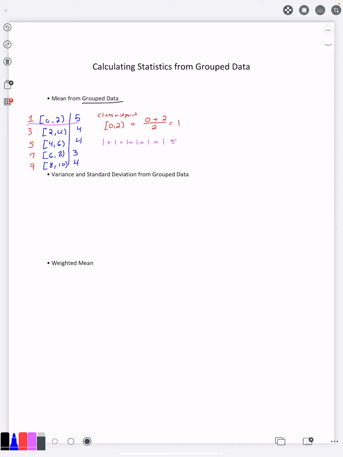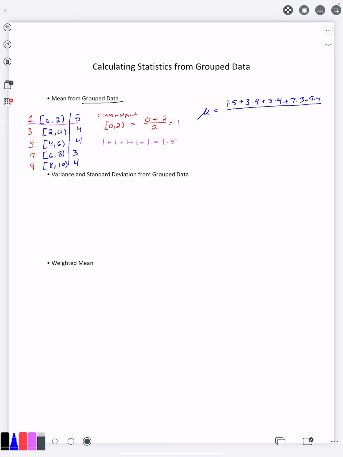Well, what happens if you're going to add up all of them? To find the mean, you have to add up all the data points. The data points from the first class, that's 1 times 5. The data points from the second class is adding the number 3 4 times, because there's 4 data points in there, and we're assuming each one is about 3. For the third one, each one's about 5, and there are 4 of them. And then the next one, each one's about 7, and there are 3 of them. And the last one, each one's about 9, and there are 4 of them.